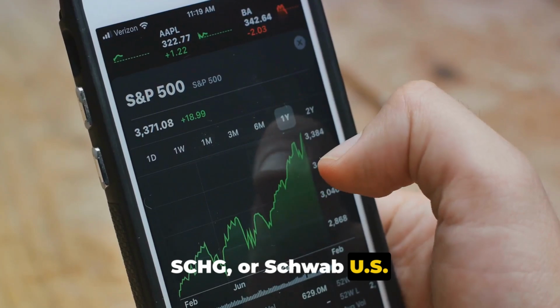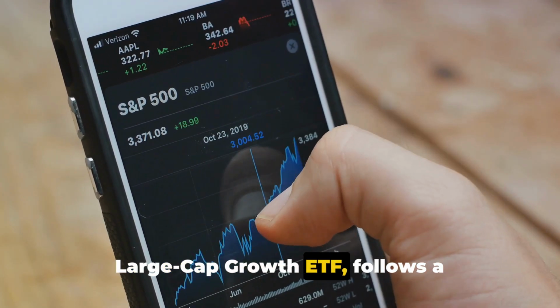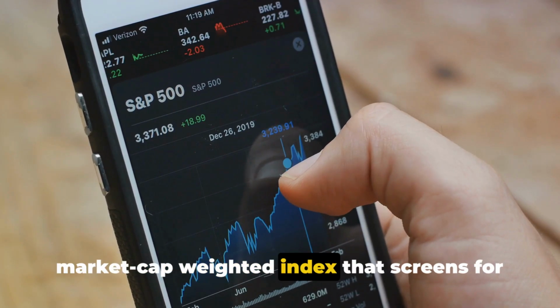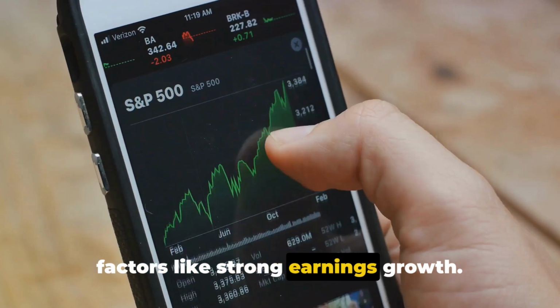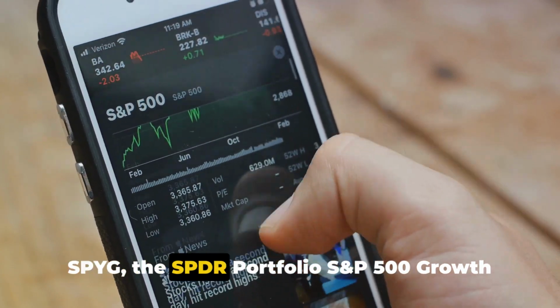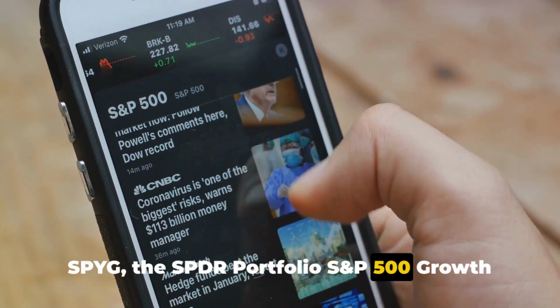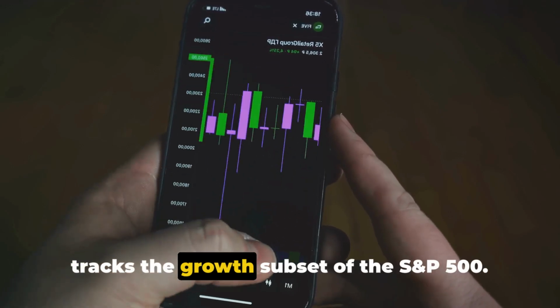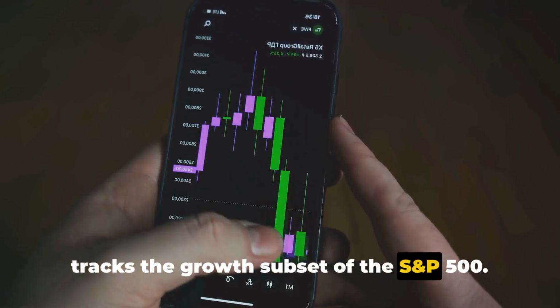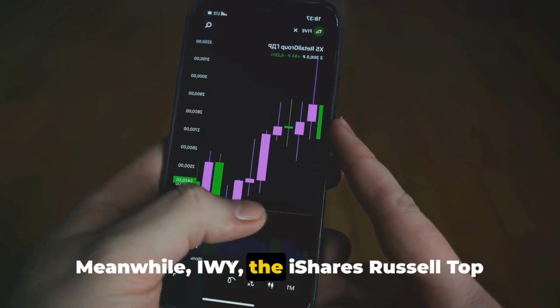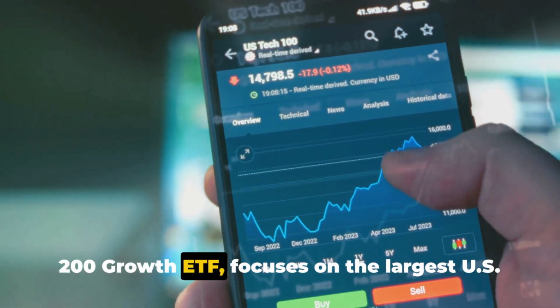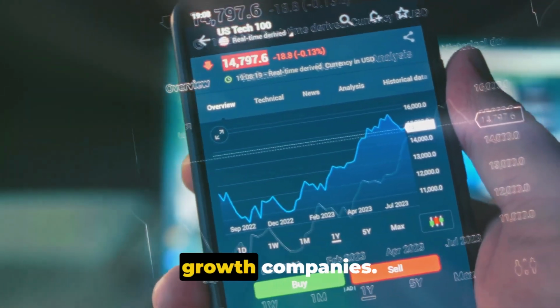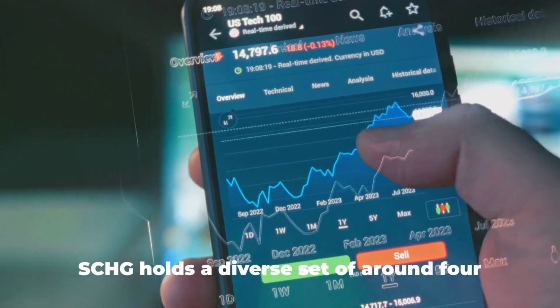SCHG, or Schwab US Large Cap Growth ETF, follows a market cap-weighted index that screens for factors like strong earnings growth. SPYG, the Spider Portfolio S&P 500 Growth ETF, does similarly, but it specifically tracks the growth subset of the S&P 500. Meanwhile, IWY, the iShares Russell Top 200 Growth ETF, focuses on the largest U.S. growth companies. Now let's talk about holdings.